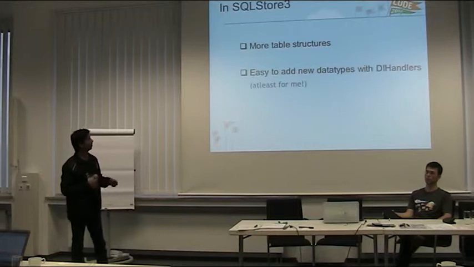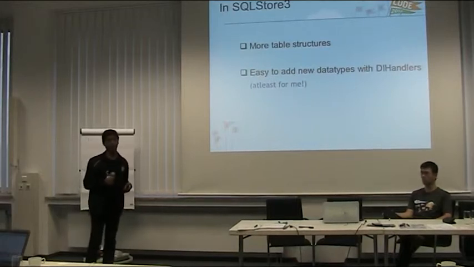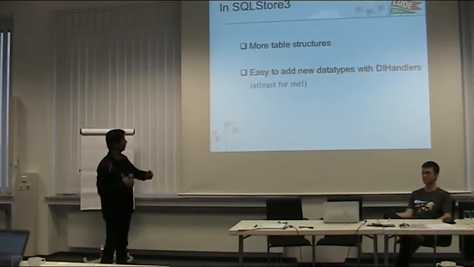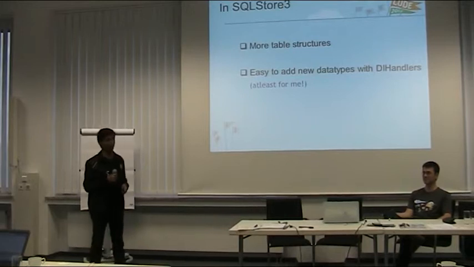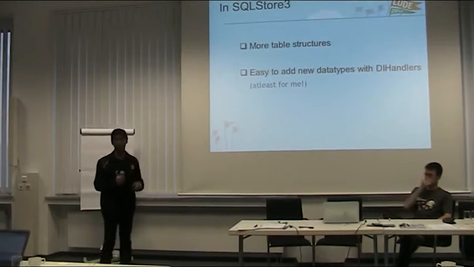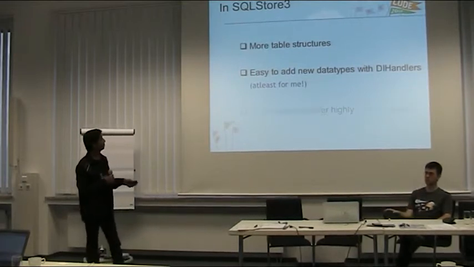So we got this new store, where we have more table structures, separate for each data type. Then you can add more data types, like after coordinates, in Semantic Maps we are having polygons and so on. Currently we are handling them using a blob, but in future there can be more. We can use DI handlers, which are extendable, and then you can get more data types.